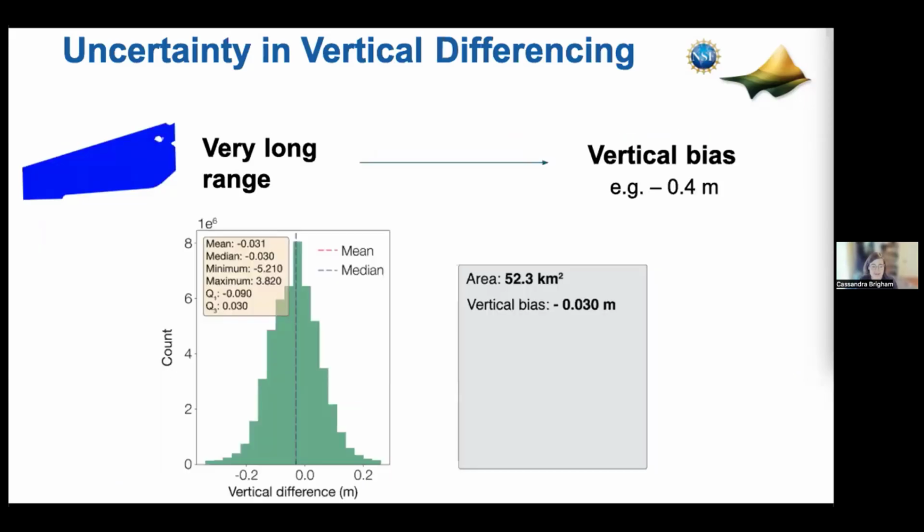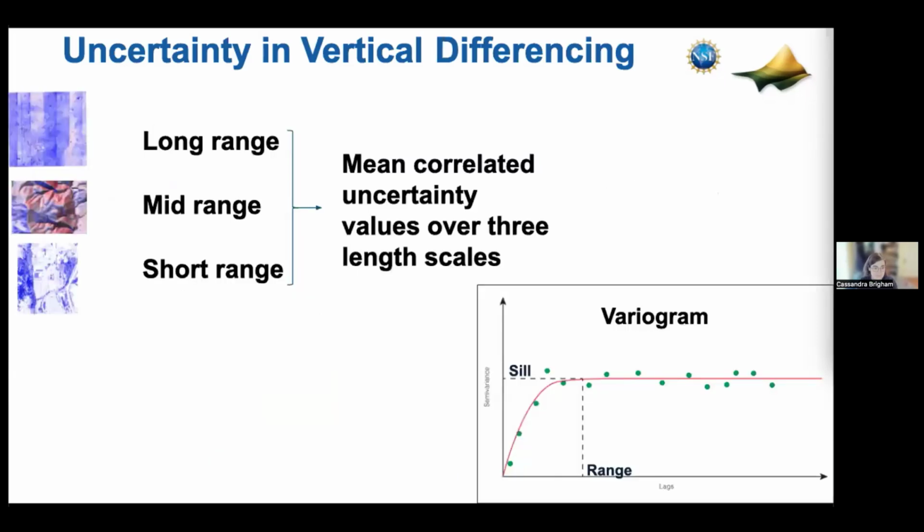If it's a large enough area and we have a large enough number of observations, we expect the distribution to be normal and centered on 0. Any offset from that normal, or any offset from 0, we can attribute to vertical bias. So looking at this example, we find a vertical bias of -3 centimeters. Then let's move on to the mean correlated uncertainty.